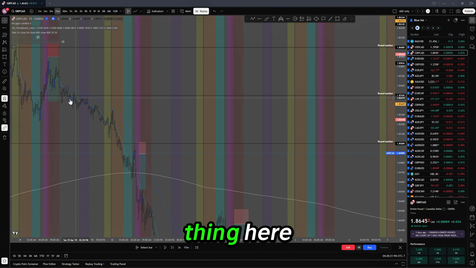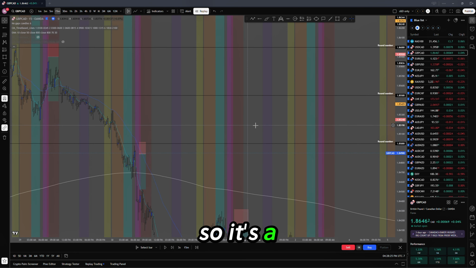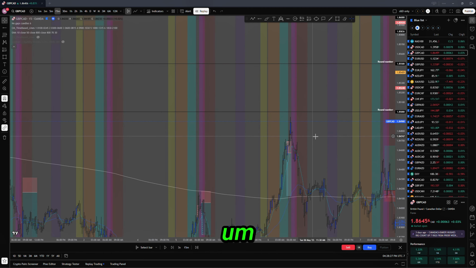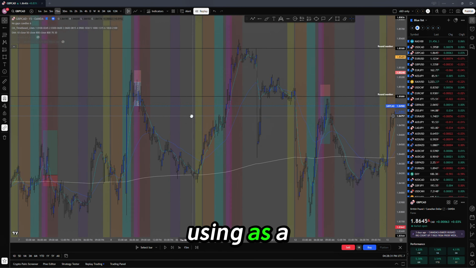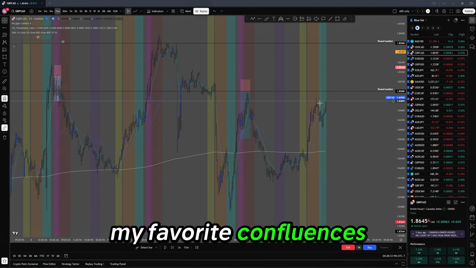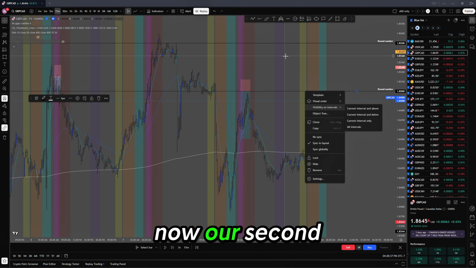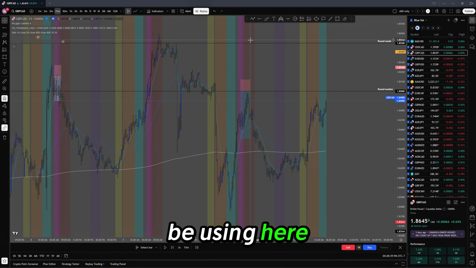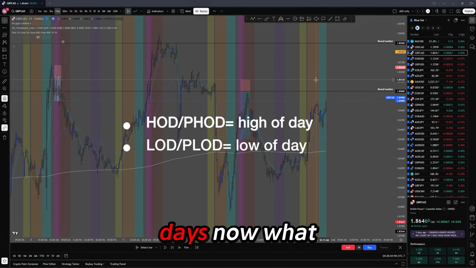And then look. Same thing here. Look, right to the candle close right there. So it's a very strong level. Obviously, you shouldn't be trading off round psychological numbers alone. You should be using them as a confluence. One of my favorite confluences since day one. Love them. Now, our second confluence we're going to be using here is the highs and lows of days.